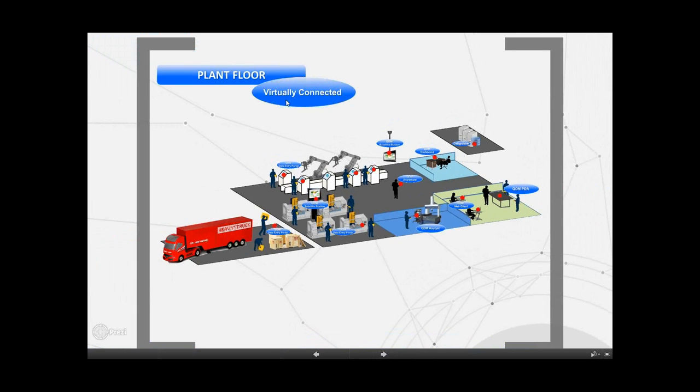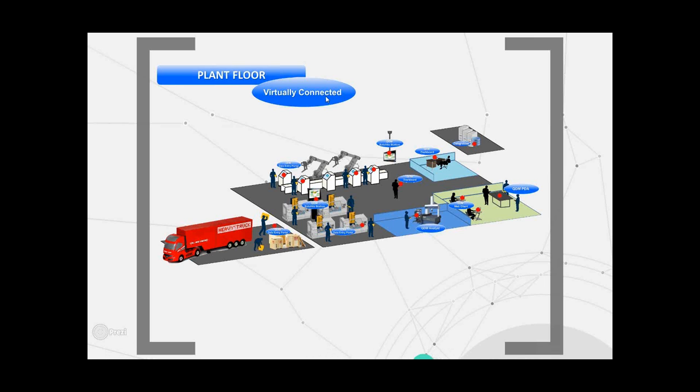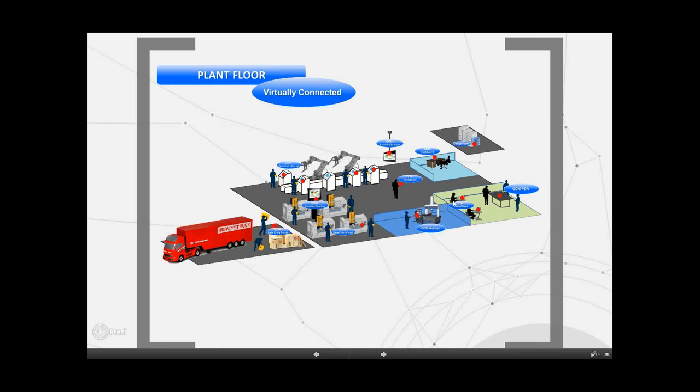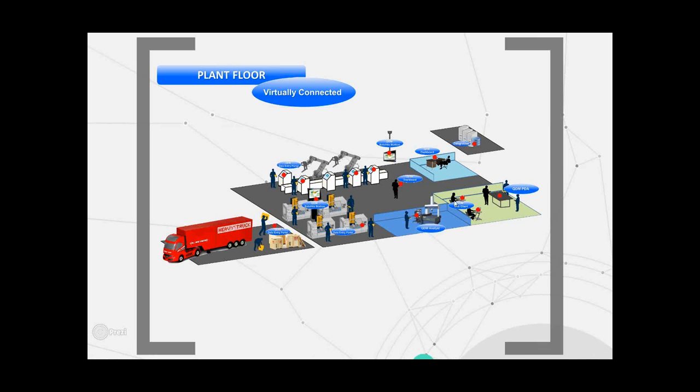A few things to note about the plant floor in the QDM suite: we're virtually connected. Also, a few other notes are the modularity of this plant floor. We don't need all of these different areas for QDM to work well. We can work with only a few of these, so it's a very modular system. Also, scalability. These tools are beneficial to any size plant, whether it's one or two people to one or 2,000 people.